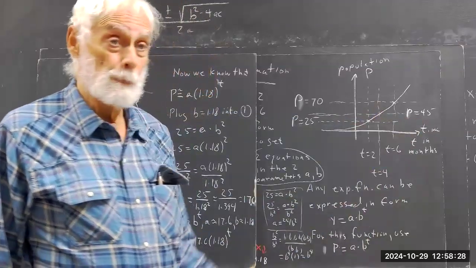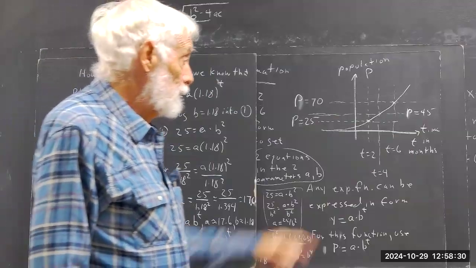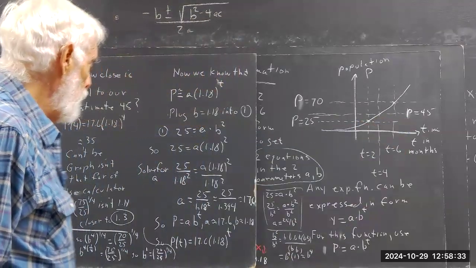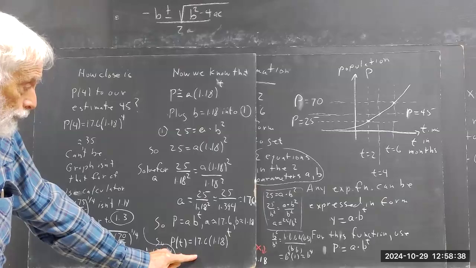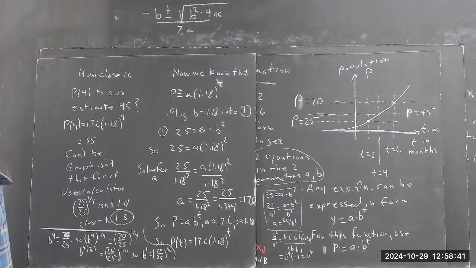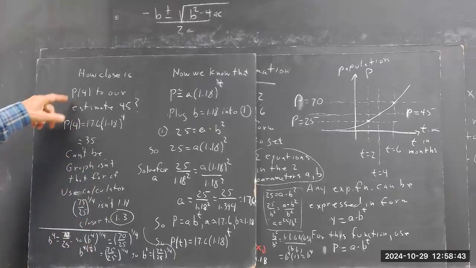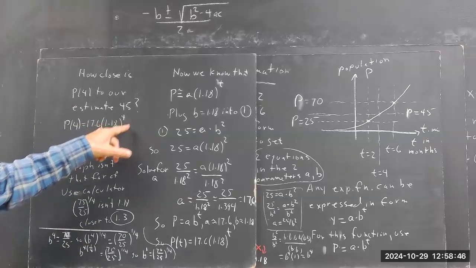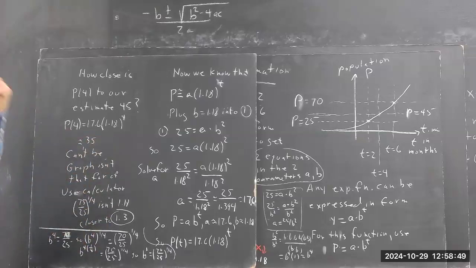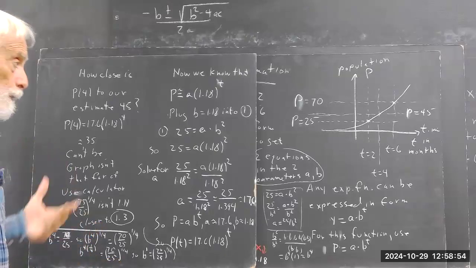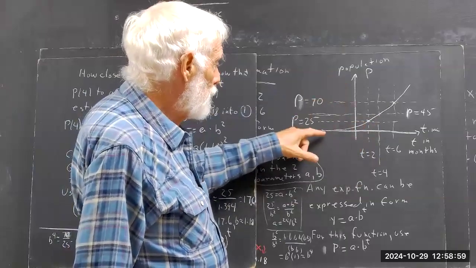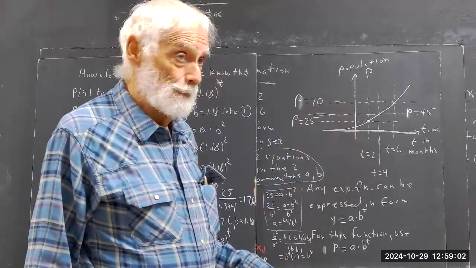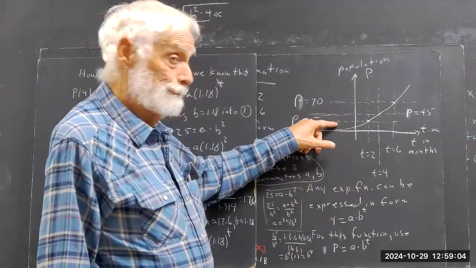Well, that looks pretty good to me. So I took 45 as the estimate. Then I came back and took my function to see, okay, if T equals 4, I should get about 45, right? Well, I plug in T equals 4. There it is. Okay, I got 35. That's way off 45. Clearly, when T equals 4, this curve is much closer to 45 than it is to 35. 35 is way too close to 25. Okay.